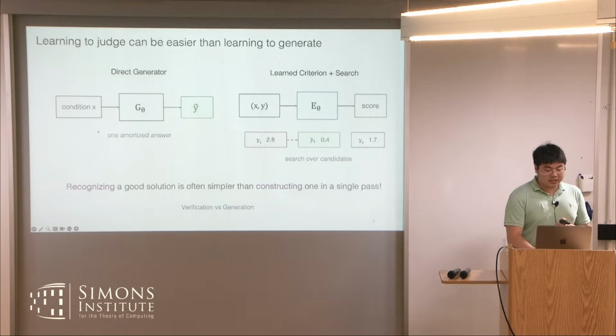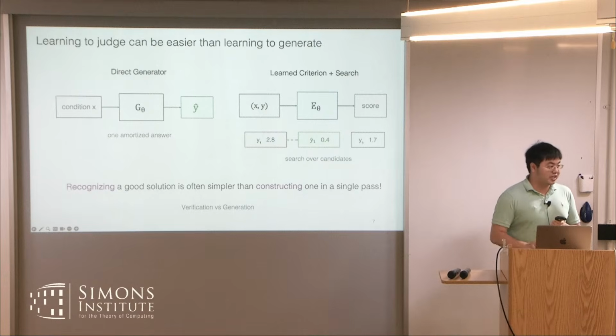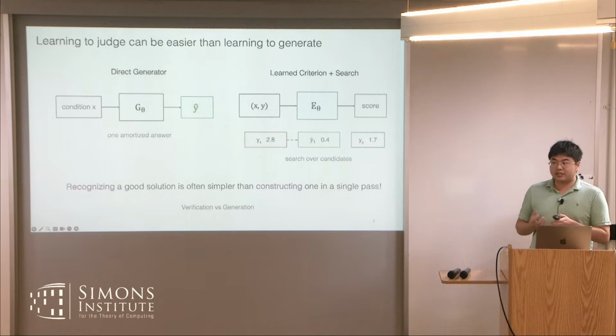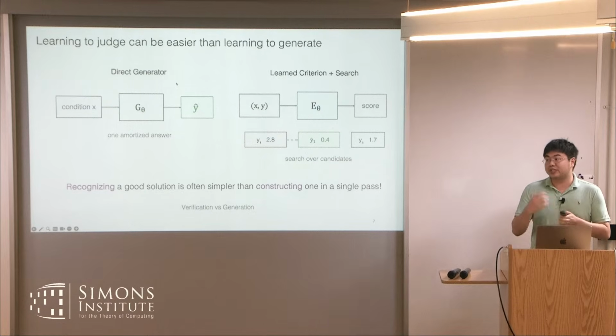And there's a general thought that perhaps learning this energy function, since it corresponds to some type of verification, checking whether the answer is correct or not, is maybe easier to learn for complex problems than directly generating the solution in a single pass, which you typically do with a neural network.